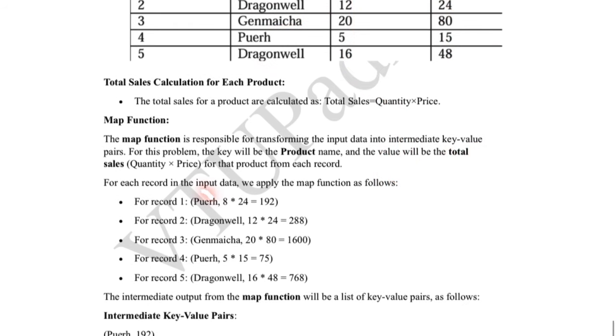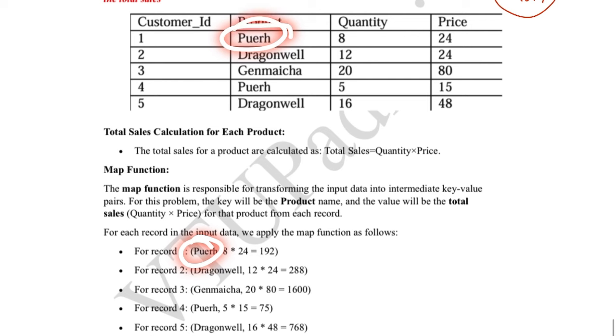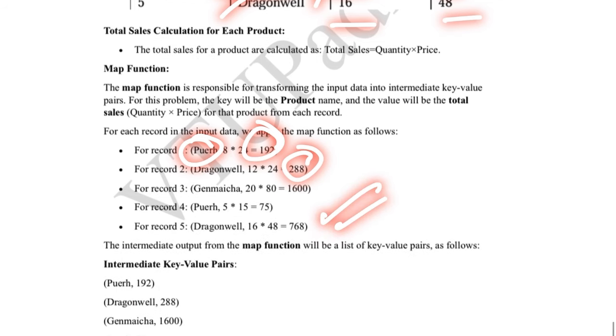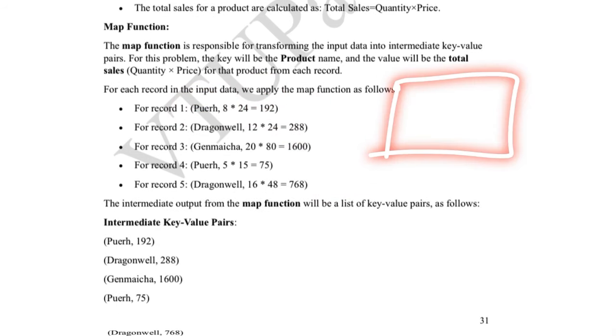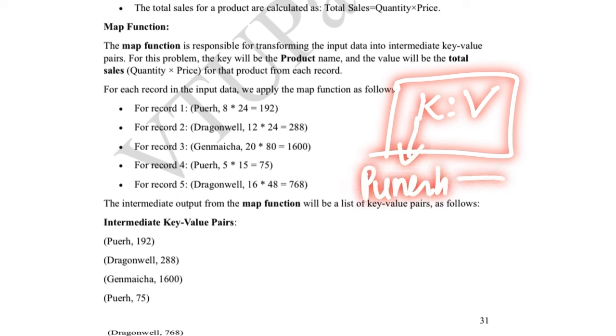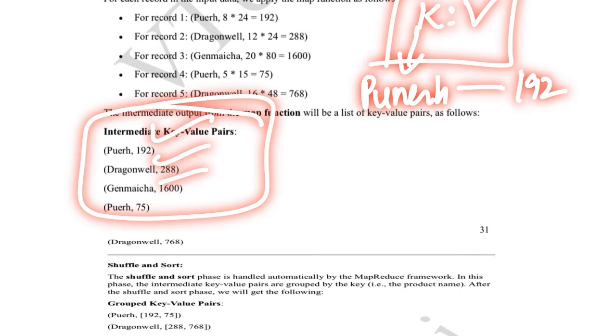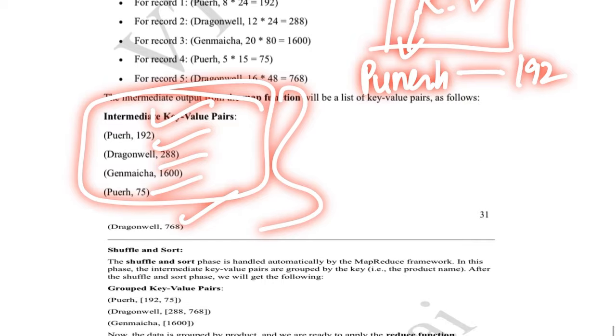So for this person, I'm calculating 8 into 24, 192. For Dragonwell, it is 12 into 24, 288. Then for this person, it is 20 into 80, 1600. For this person, again 5 into 15, 75. Dragonwell, it is 16 into 48, 768. So this is the intermediate output which I have got, that is key value pairs. Key would be the product, and value would be the total sales, that is 192. So intermediate key value pairs have been written here, all the 5 entries, right?